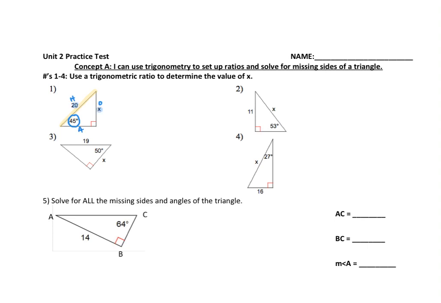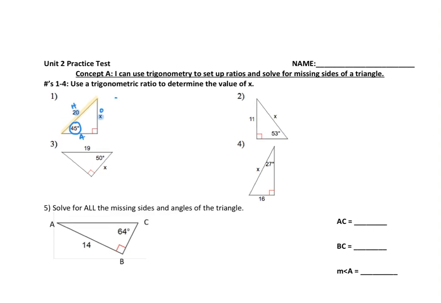So OH means we're going to be using sine. So it's going to be sine 45 equals x over 20.